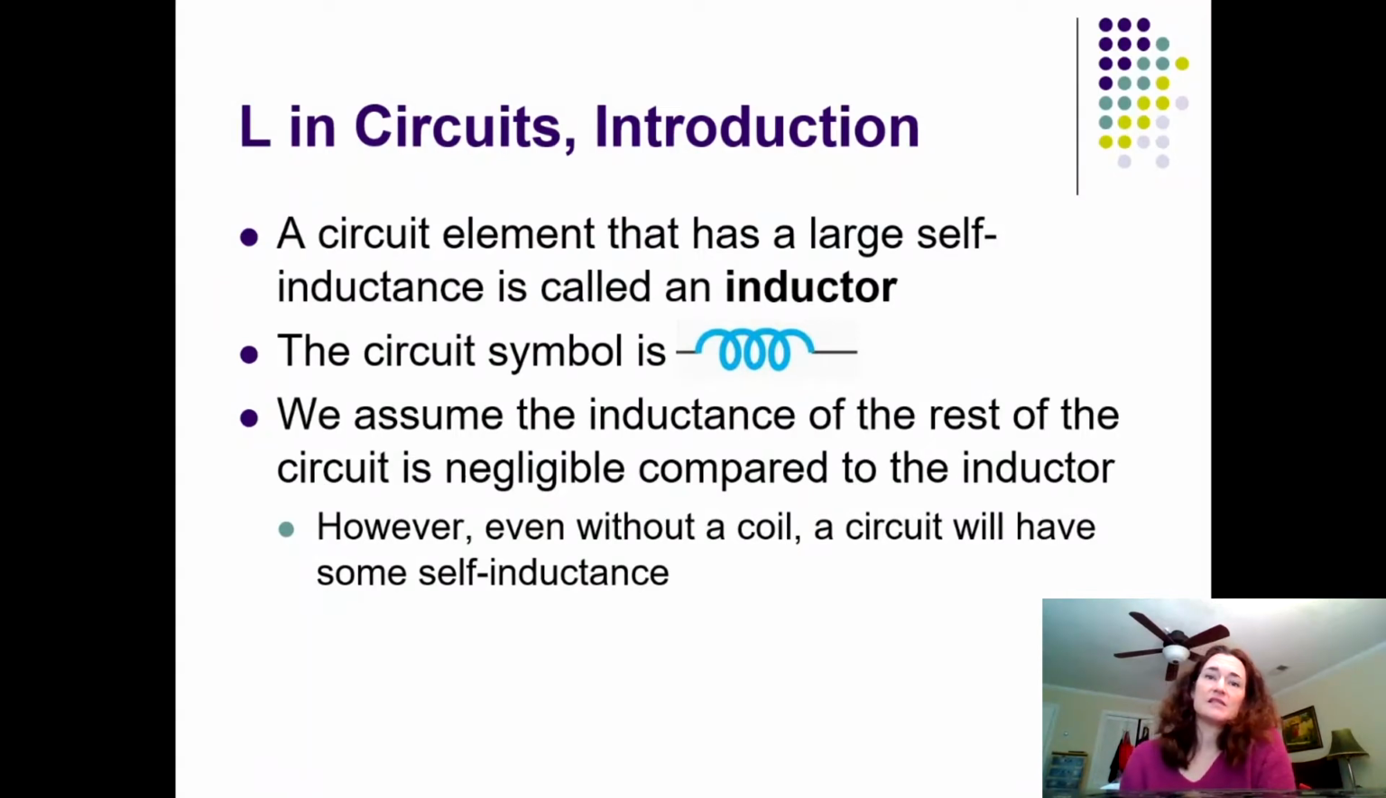Okay? This is important to remember, though, that even without an inductor coil, a circuit is going to have some self-inductance. It just might be negligible without that large self-inductance that comes from the inductor. Now, the symbol that we'll use in circuits for an inductor is a curly line, as is shown here. So it might look to you like a little tiny solenoid, for example. And some commercially available inductors are solenoids, and some are, of course, toroids.